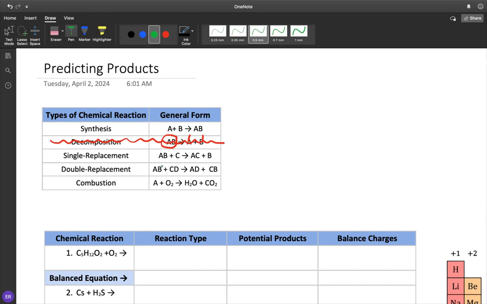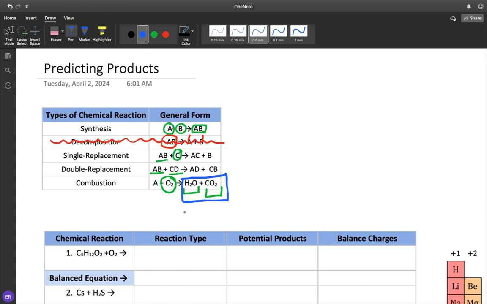So, again, for synthesis, if we have a single element and a single element combining together, that's going to be synthesis and it's going to create a compound. If we have a single element with a compound, that's going to be single replacement. If we have two compounds, we have double replacement. And for combustion, this one's the easiest one because we're looking for that O2 on the reactant side, and then we're always going to make H2O plus CO2. So automatically, the products are these two right here.